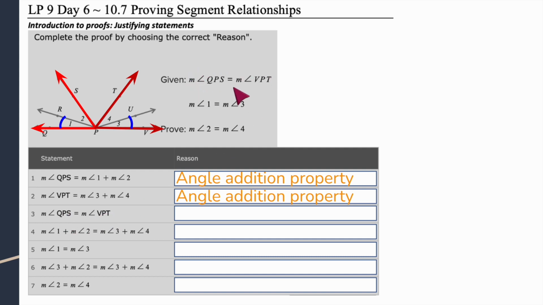I can't just guess on that one. Even if the diagram looks like it, you do not guess. It has to be either given or you have to be able to prove it. So the only way I know this one is because it was given to me. It's that first piece of given information.